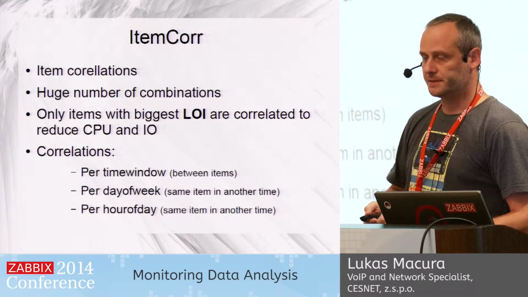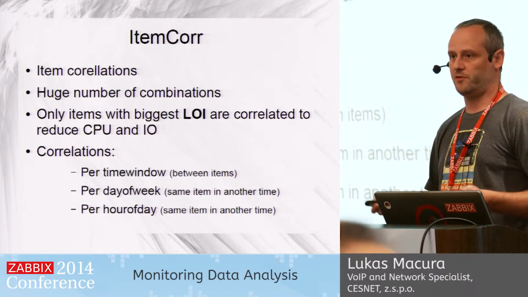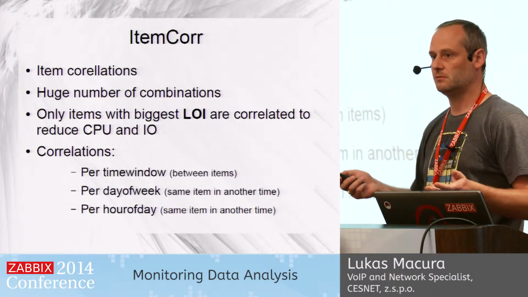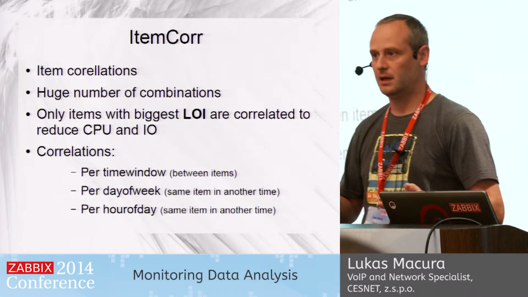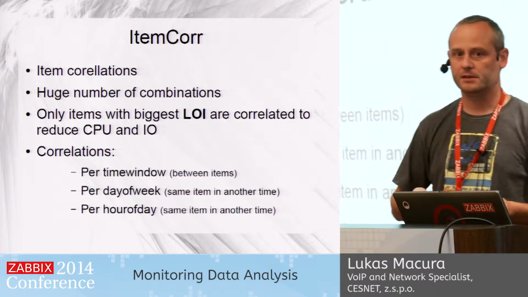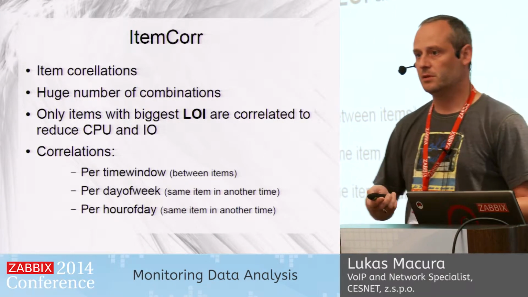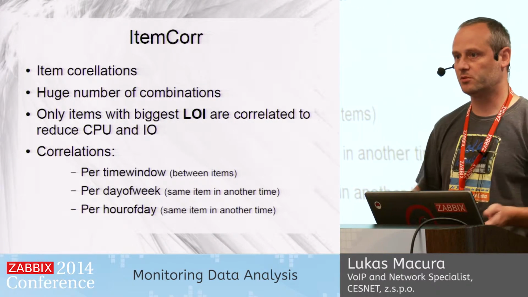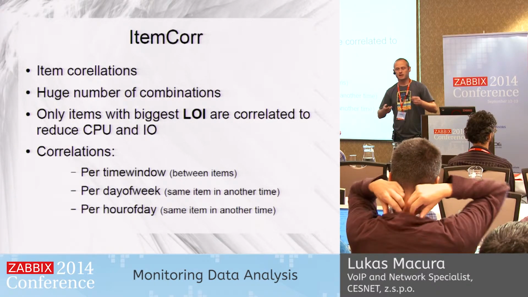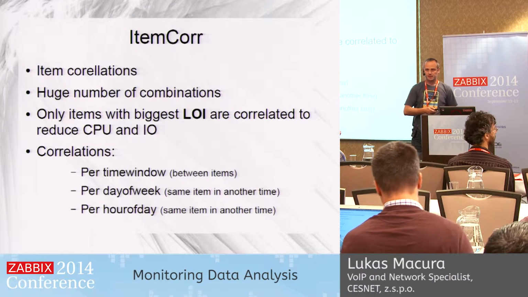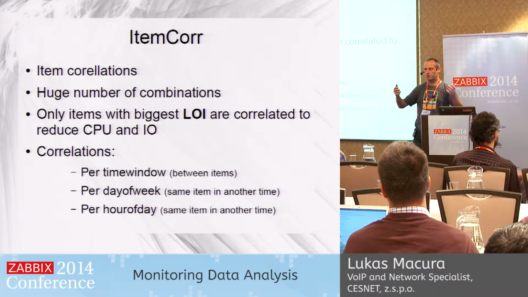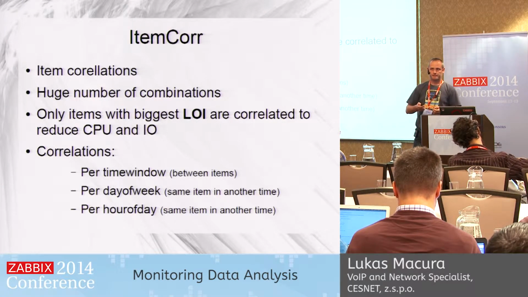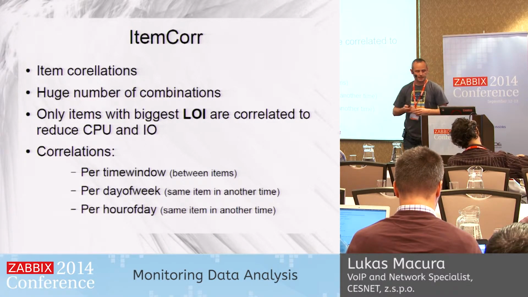Item correlations. There is a huge number of correlations. How many items do we have? 40,000? 50,000? Okay, now the correlation matrix is 50,000 multiplied by 50,000. It's really too much, not possible to compute everything. That's the reason why we have the pre-processing. We choose the right items for correlations. I correlate only what's needed.